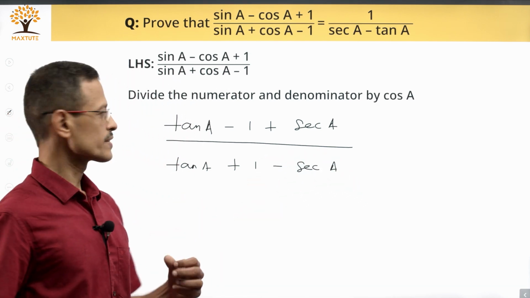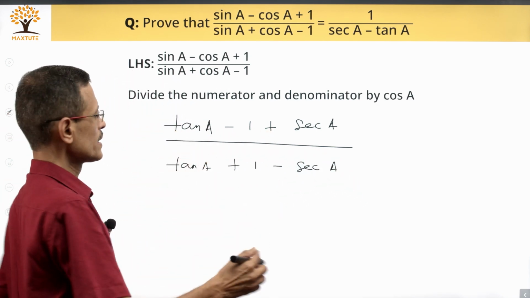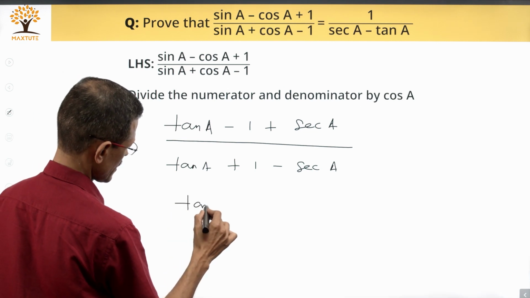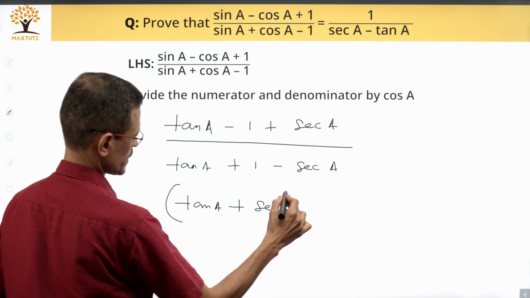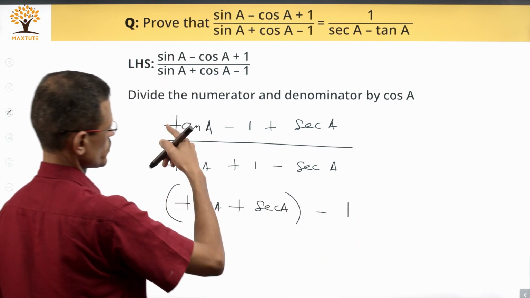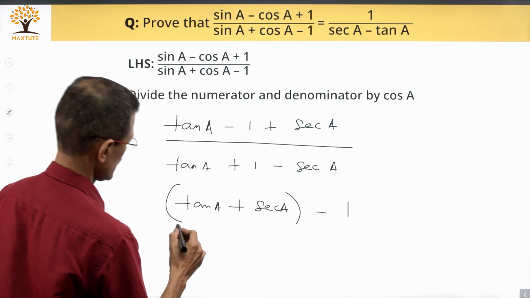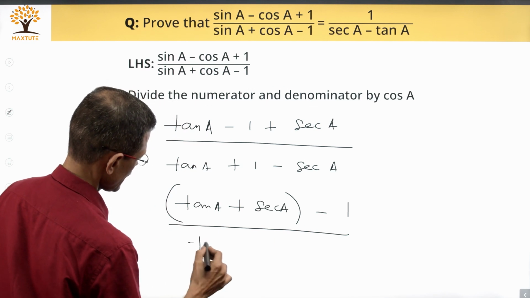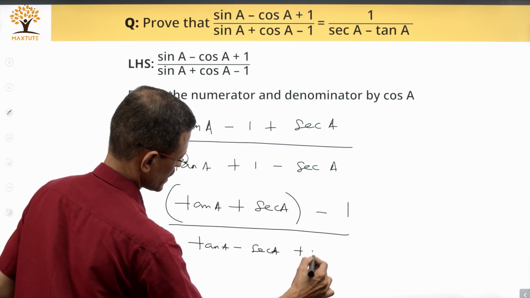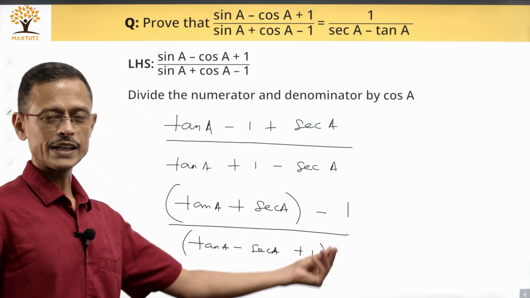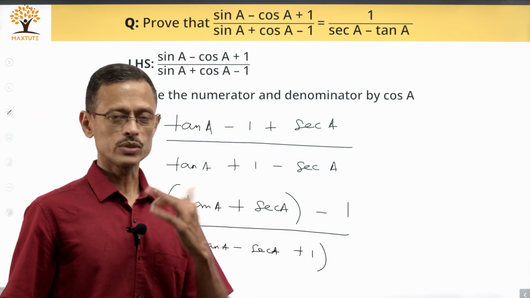Now, what I am going to do is rewrite the terms a little bit. So, we will write it as tan A plus secant A, put within parenthesis, minus 1. So, the numerator is the same as what we have got, divided by tan A minus secant A plus 1. This really does not matter. I am not going to be worried too much about it, as you will realize down the line.